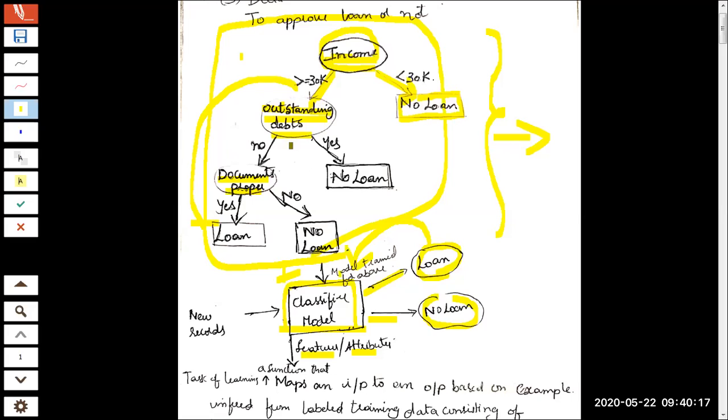So if he is having outstanding debits, so he has not paid the interest of the previous loan. He has not paid the principal amount of the previous loan. So obviously, his new loan application should be rejected. He has not disciplined himself to pay the previous loan. So why should we approve him for the new loan? So that is the thing.